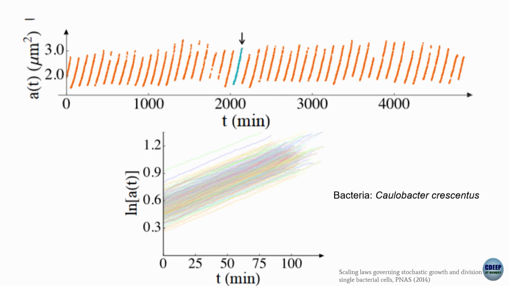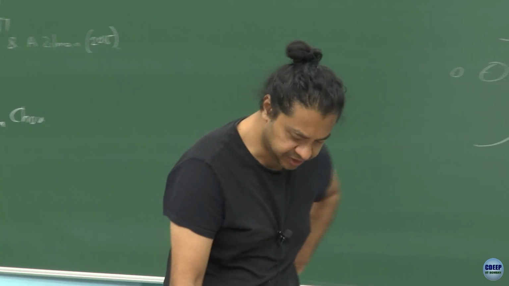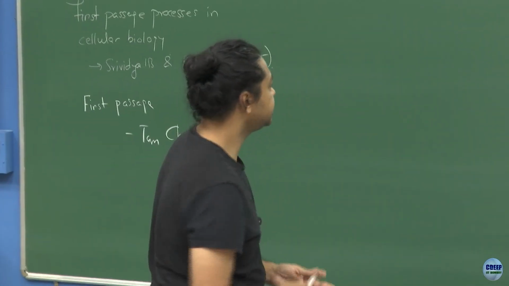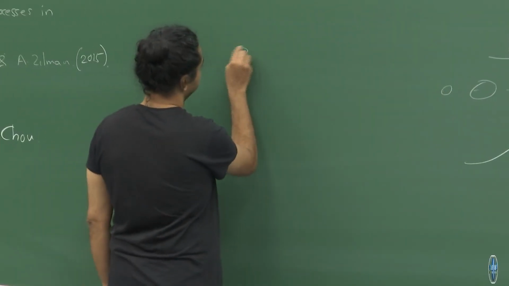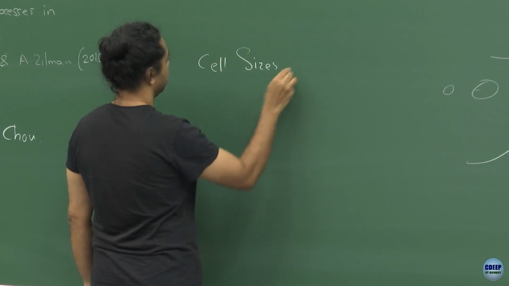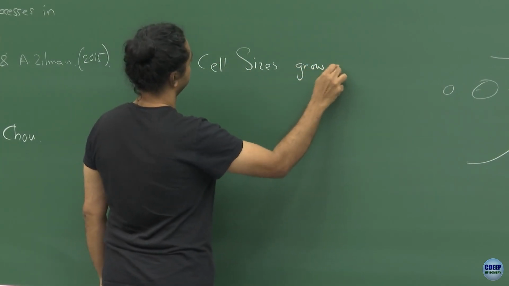If you plot this on a semi-log scale, so this is the same data on a semi-log scale for this Caulobacter crescentus, you see that you get straight lines, which means that the area is increasing exponentially with time. So on the semi-log scale, it's a straight line, which means it's increasing exponentially. And this is something that is often seen in various contexts, that cell sizes often grow exponentially with time.